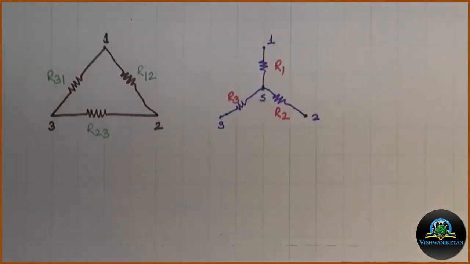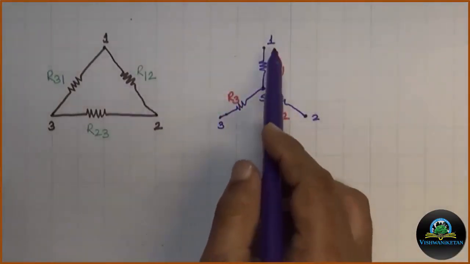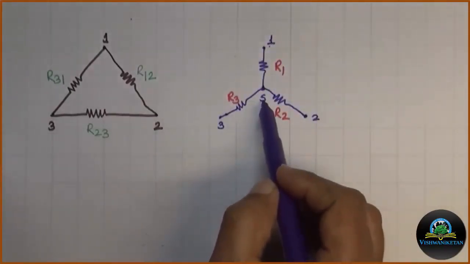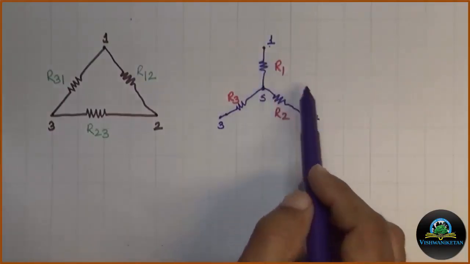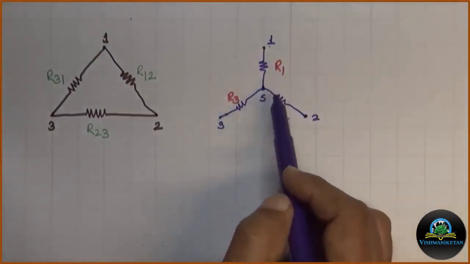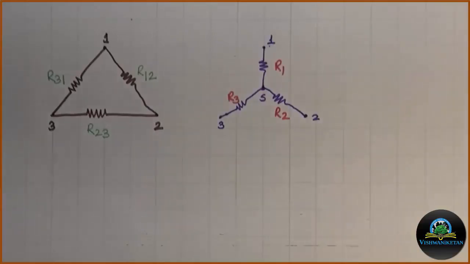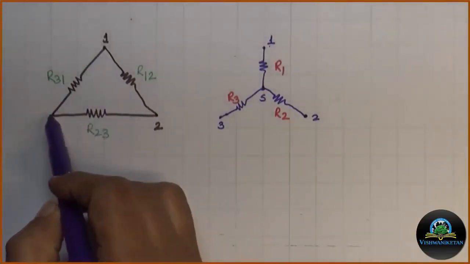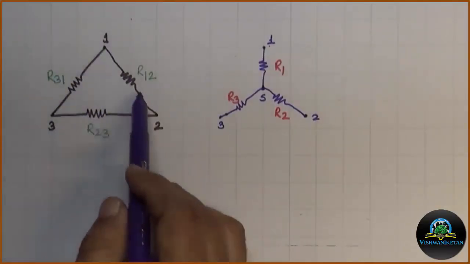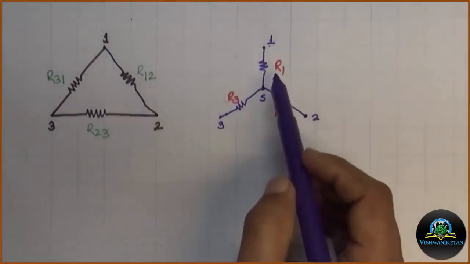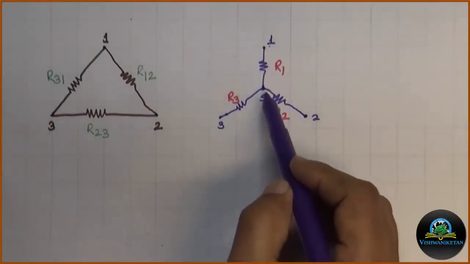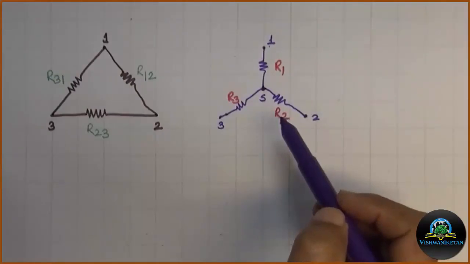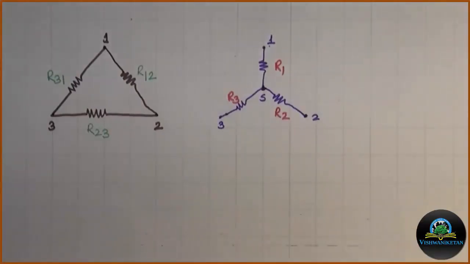Now this is my star connection with terminals 1, 2, 3 and I have a common terminal S. The resistors connected in 1, 2 and 3 branches are R1, R2 and R3. If you observe, the delta connection is a closed loop circuit, and a star connection can be formed whenever the 3 resistors or 3 branches are meeting at a common point. Then we can call it a star connection.